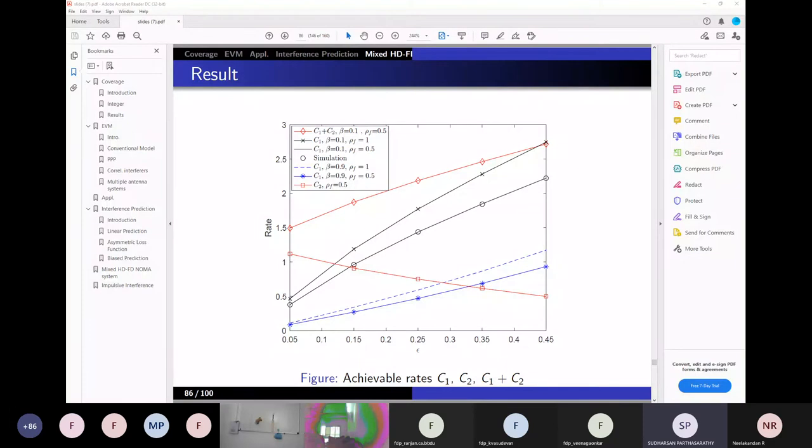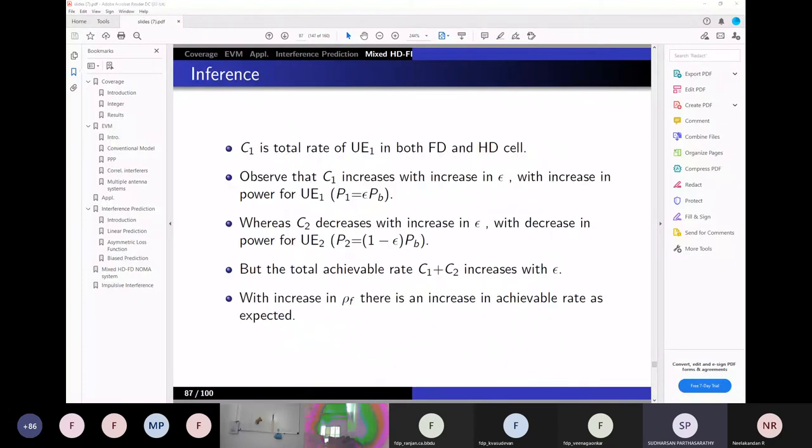So we are going to make some inferences about the previous rate graph. C1 is the total rate of UE1 in both FD and HD cell. That is the definition of C1. Observe that C1 increases with increase in epsilon, which means with increase in power for UE1, C1 will increase. That's what we expect: if you give it more power, the rate will increase. Whereas C2 will decrease with increase in epsilon. As you decrease the power for UE2, the rate for UE2 will decrease.